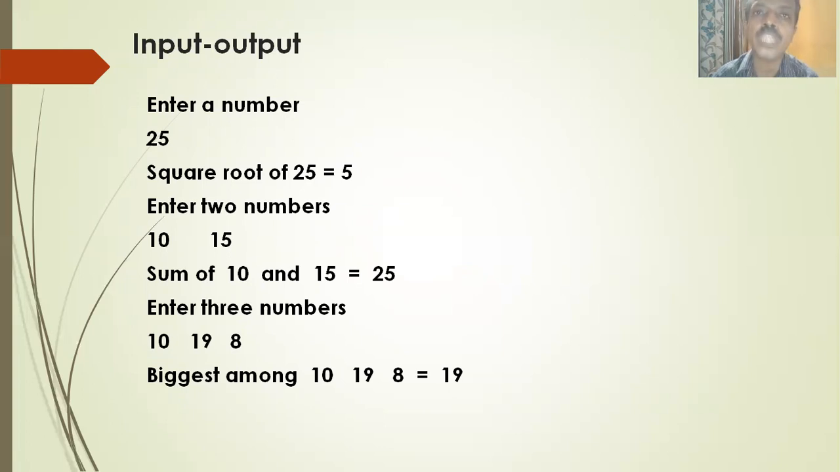The third case, three numbers you have to input, and they are stored in X, Y, Z respectively. And you are calling the function R3 equal to fun of X comma Y comma Z. Here the biggest among 10, 19 and 8 is 19. That is stored in big. So biggest among three numbers is 19 here.